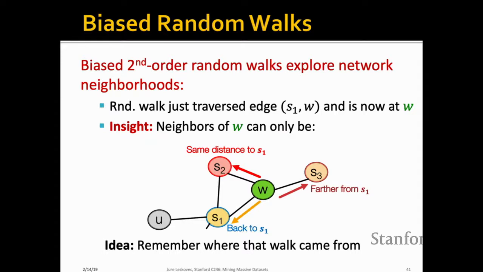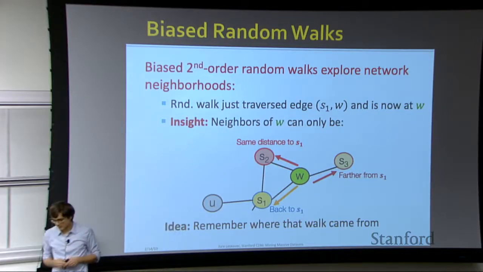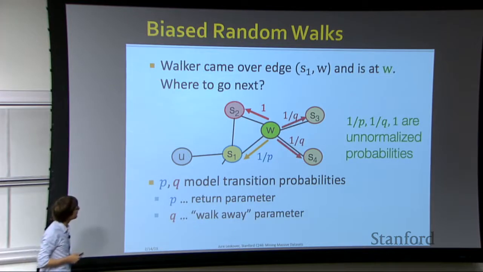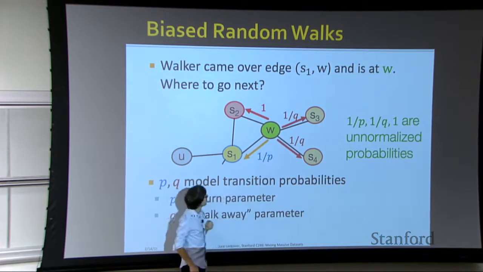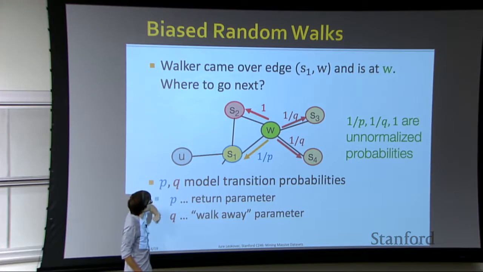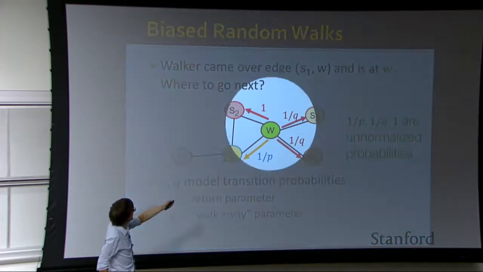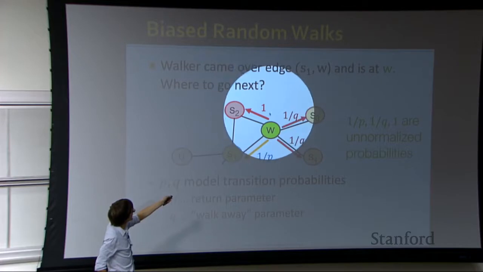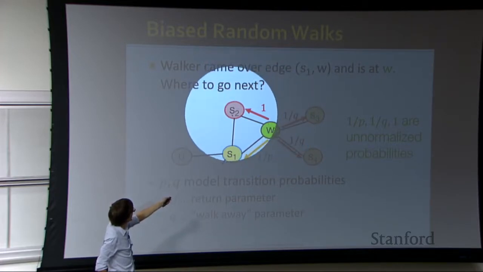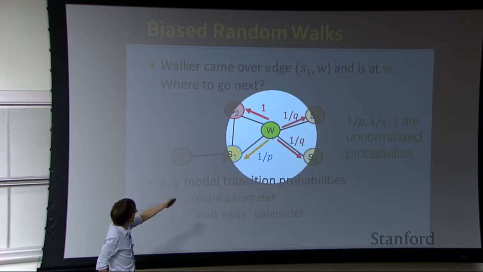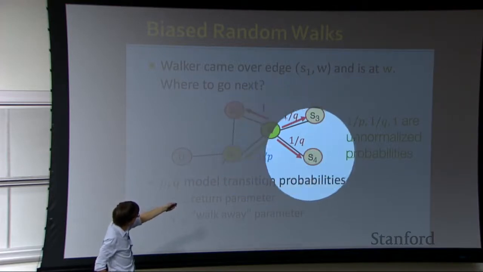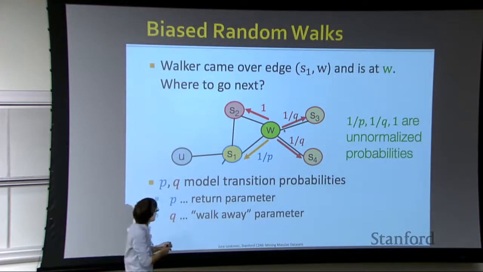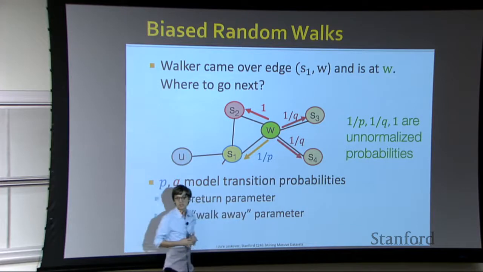And the idea here is I need to remember where the walk has come from. So what are we going to do now? We are going to use these parameters P and Q to put transition probabilities on these edges. Here is how the transition probabilities would look if right now we are at node W. The edge to stay at the same distance from node U would have weight 1. The edge to make a step back would have the weight of 1 over p, and the edges that lead away would have the weight 1 over q. You can think of these as unnormalized transition probabilities.